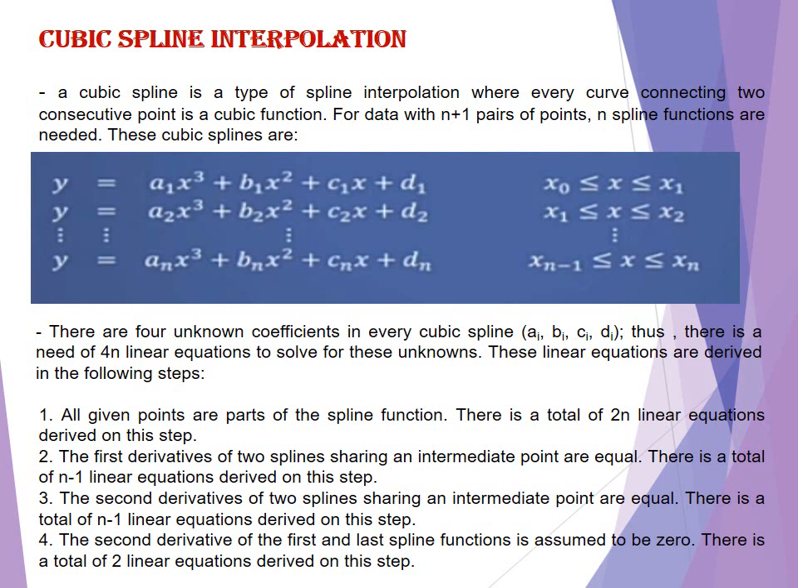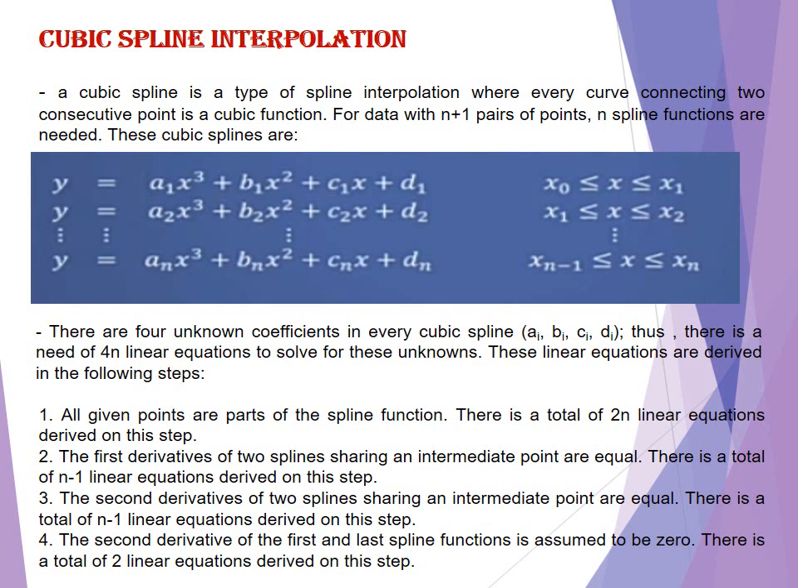The second step is that the first derivatives of two splines sharing an intermediate point are equal. So there is a total of n minus 1 linear equations derived in this step. The third step is that the second derivatives of two splines sharing an intermediate point are equal. There is a total of n minus 1 linear equations derived in this step. The second step and the third step have the same number of linear equations to be derived.